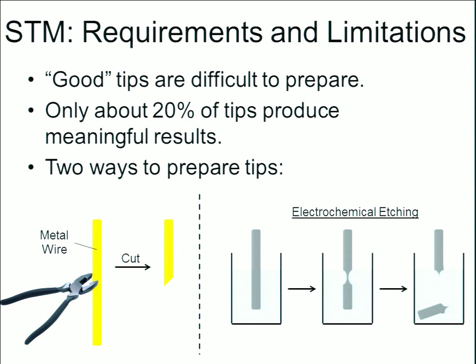Good tips are difficult to prepare. Only about 20% of tips actually produce meaningful results in STM. There are two general ways to prepare the tips. You can do a cut and pull technique with a metal wire that actually gets quite sharp tips. And another way is an electrochemical etch shown here.